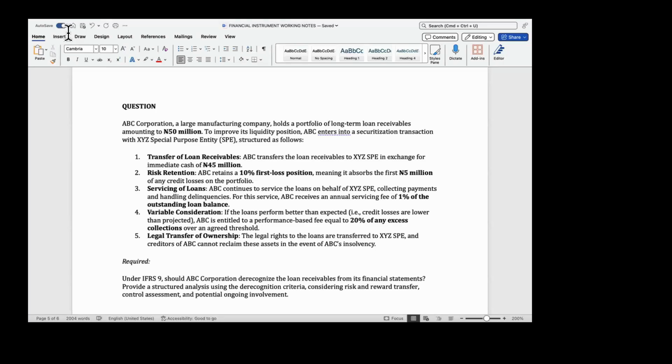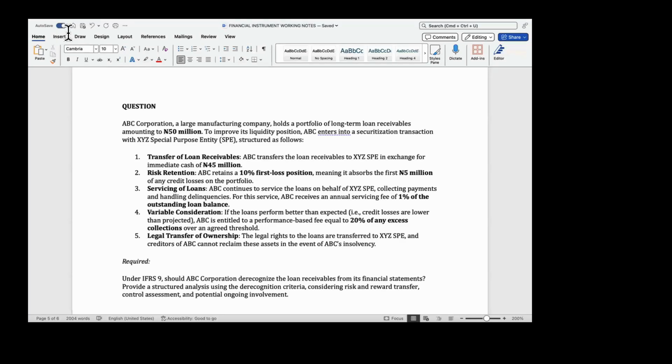Okay. ABC Corporation, a large manufacturing company, holds a portfolio of long-term loan receivables amounting to 50 million naira. To improve its liquidity position, ABC enters into a securitization transaction with XYZ Special Purpose Entity, structured as follows. 1. Transfer of loan receivables. ABC transfers the loan receivables to XYZ SPE in exchange for immediate cash of 45 million naira.